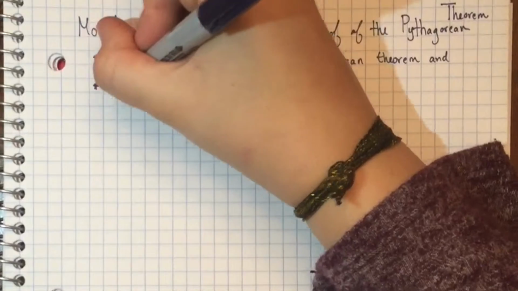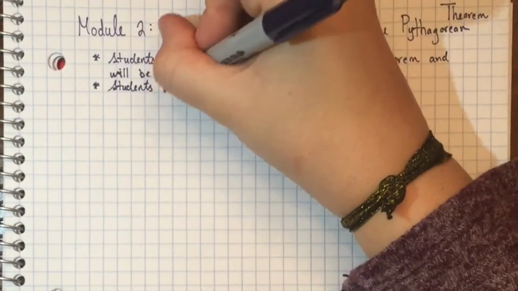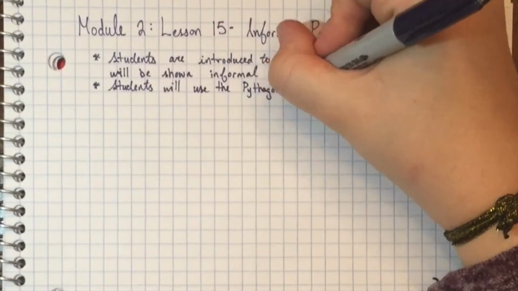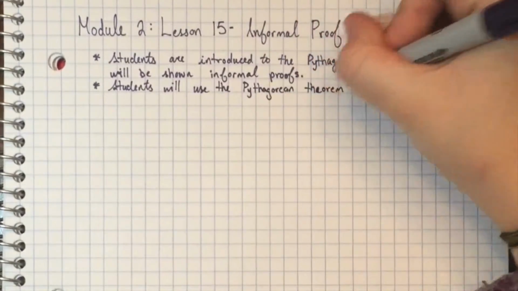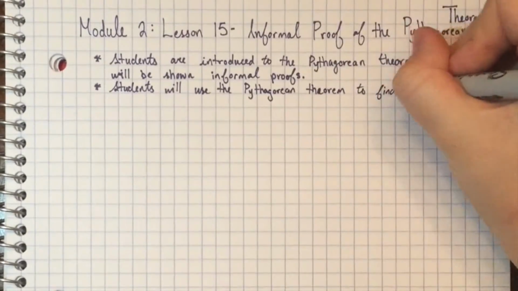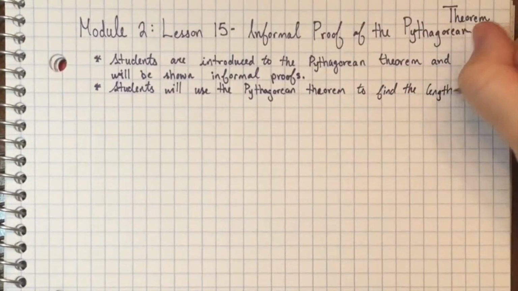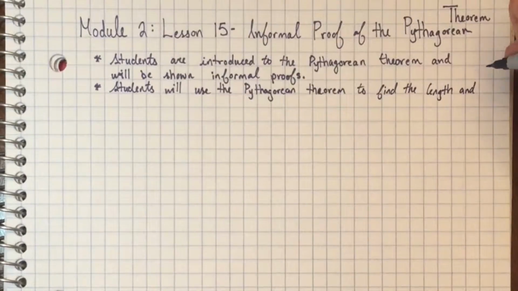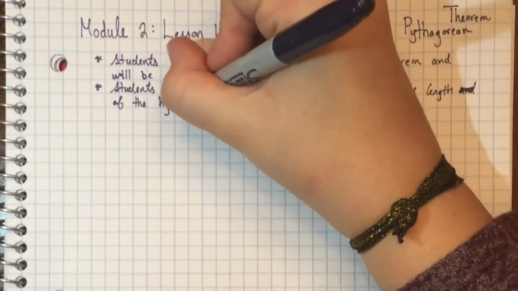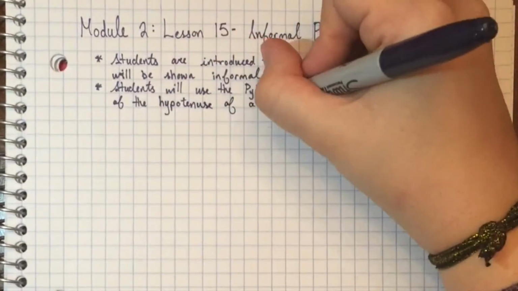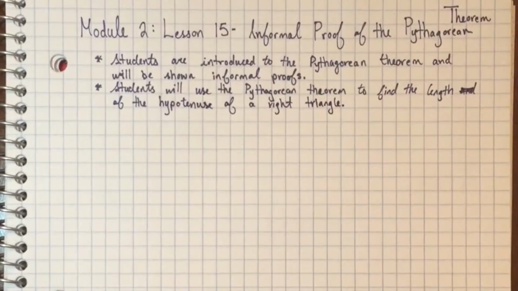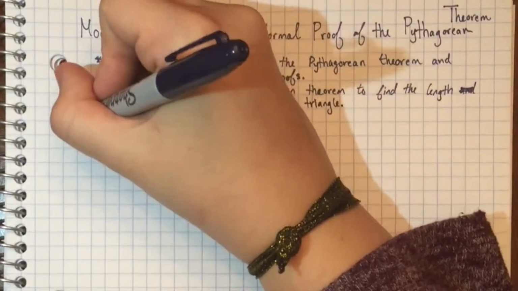Our second objective says students will use the Pythagorean theorem to find the length of the hypotenuse of a right triangle. Now, the hypotenuse is the side length that is opposite of the right angle of a right triangle. So when we look at the visual, that'll be much clearer in terms of identifying the hypotenuse.